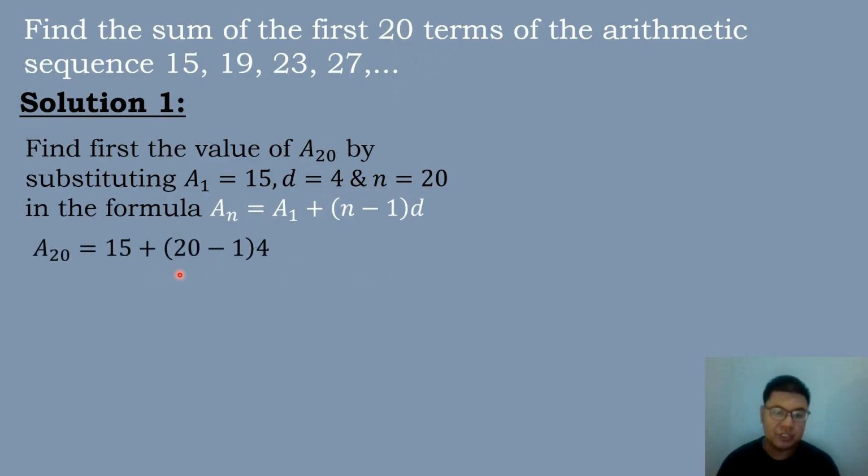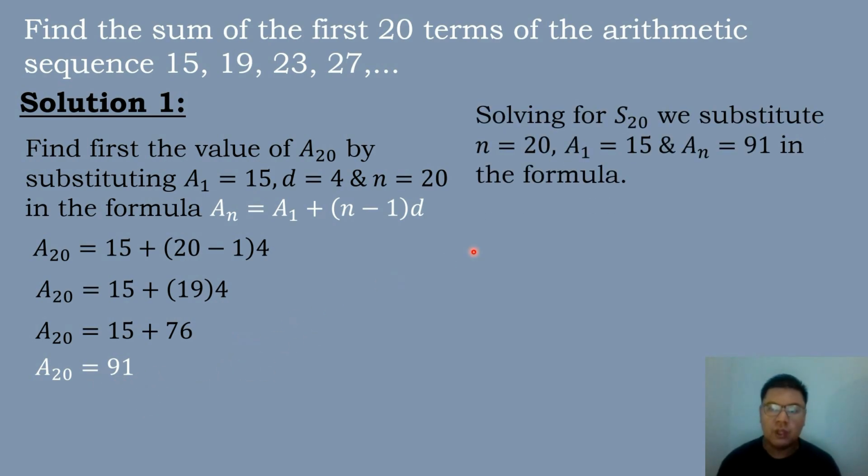Then we will substitute n is equal to 20. a sub 20 equals the value of the first term, 15, plus the quantity, the value of n again is 20, minus 1, times the value of the common difference, which is equal to 4. And then bring down a sub 20 equals 15, 20 minus 1 is 19, then times 4. And then bring down 15, 19 times 4 is equal to 76, and then a sub 20 will be equal to 91. So the 20th term is equal to 91.